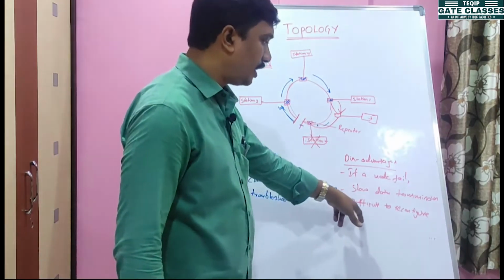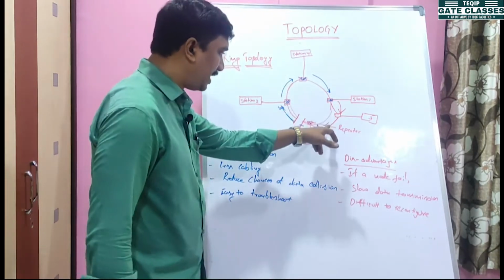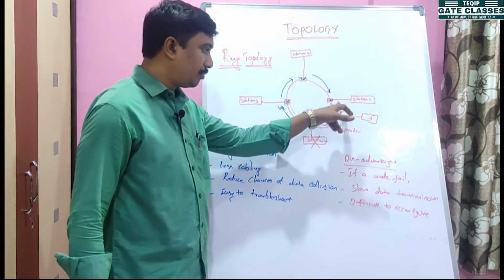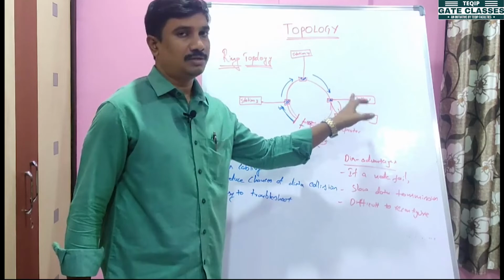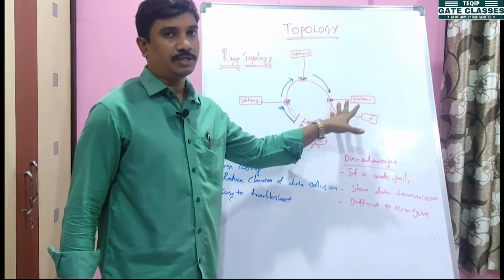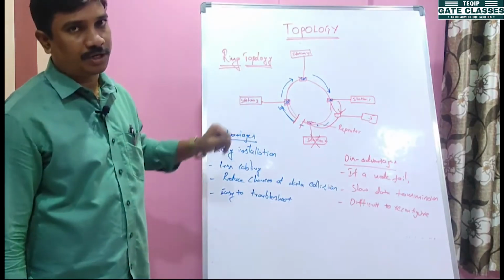And the last one is that it is difficult to reconfigure. Difficult to reconfigure means we have to break the ring and install the repeater and stations. It's difficult, but it is possible. So these are the advantages and disadvantages of ring topology.